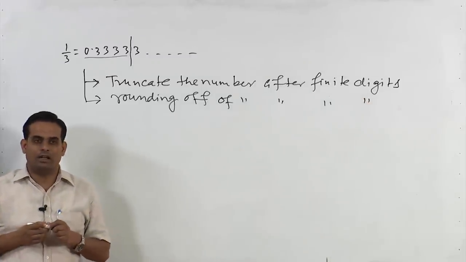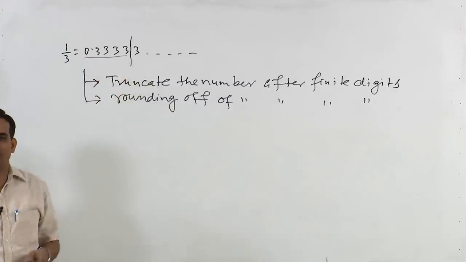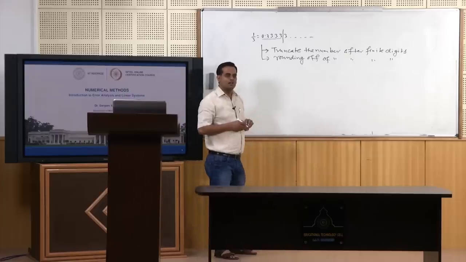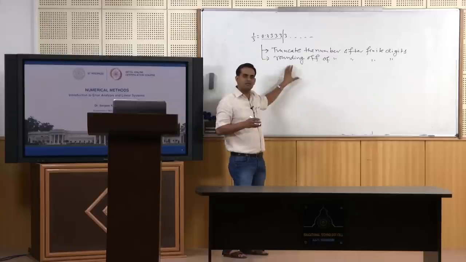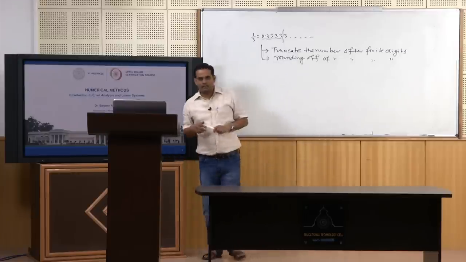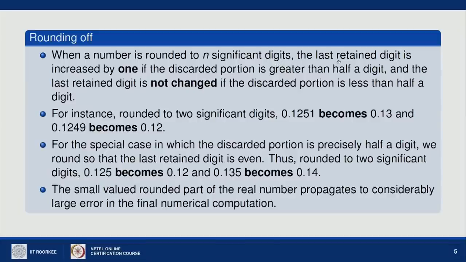So, truncation means that we will take this much of the number, and after this whatever we have, we leave out as such. However, rounding off has a different procedure for cutting down a number after some finite digits. So, let me tell you how we will perform rounding off. When a number is rounded to n significant digits, the last written digit is increased by 1 if the discarded portion is greater than half a digit, and the last written digit is not changed if the discarded portion is less than half a digit.